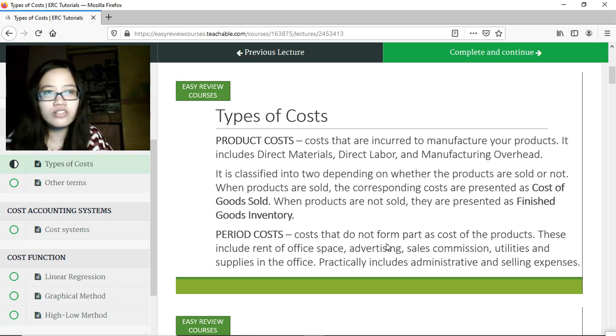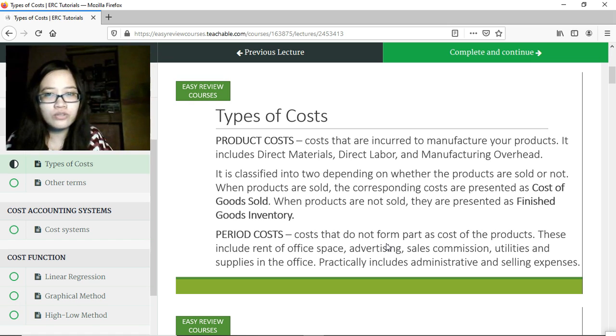Okay? So, yung product cost natin, we also call them manufacturing cost. Ang inclusion ay direct materials, direct labor, and manufacturing overhead. And then, depending on kung nabenta ba siya or hindi, kapag nabenta, cost of goods sold, kapag hindi pa, nasa finished goods inventory pa siya. Okay? And then, on the other hand, we have period cost, mga expenses na not related to the manufacturing process, pero ginastos pa rin ng business to operate the business, right?